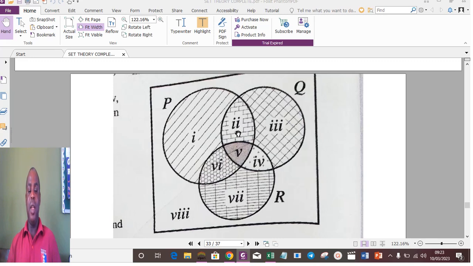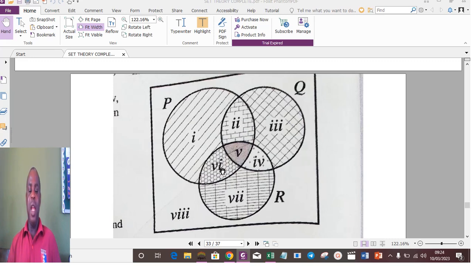And then let's look at this place here. Element common to P and Q only. That will be P intersection Q intersection R prime. Okay, that's element common to P and Q alone.